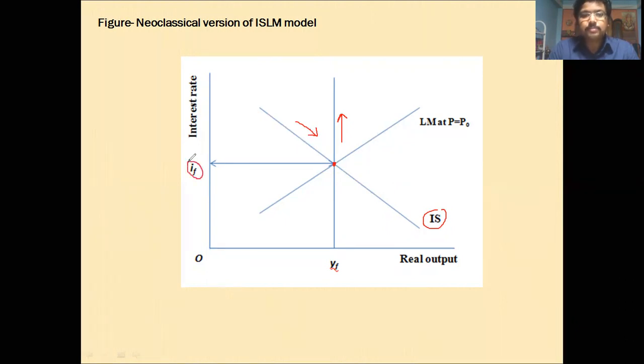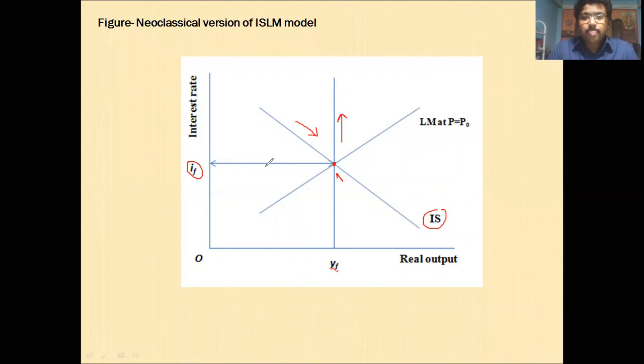This curve determines the interest rate. The IS curve intersects with the full employment output curve at this point. So in this way, the interest rate is determined. There is no role of the money market, that is, the role of the LM curve to determine the interest rate. Interest rate is determined independently of the money market. This is one of the main findings of the neoclassical version of the IS-LM model.